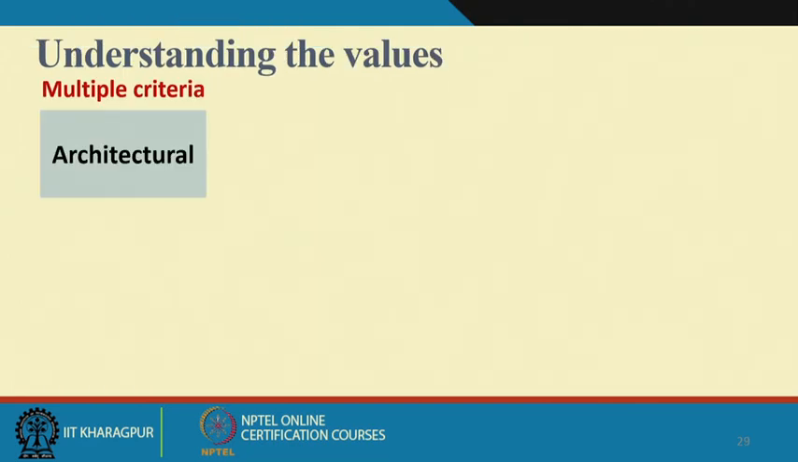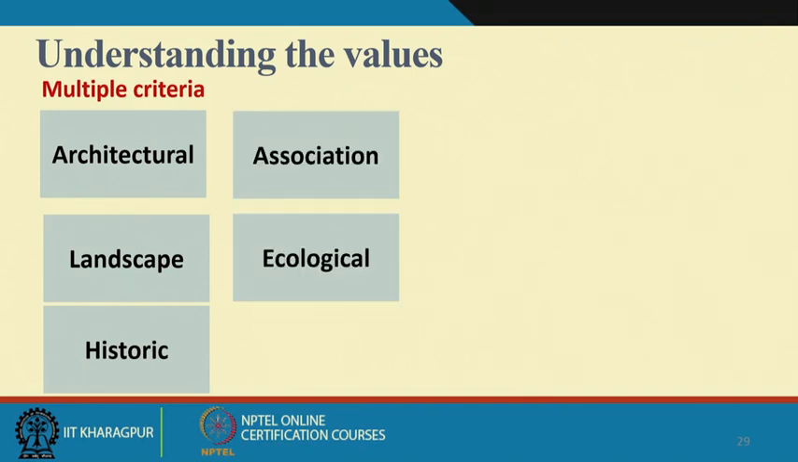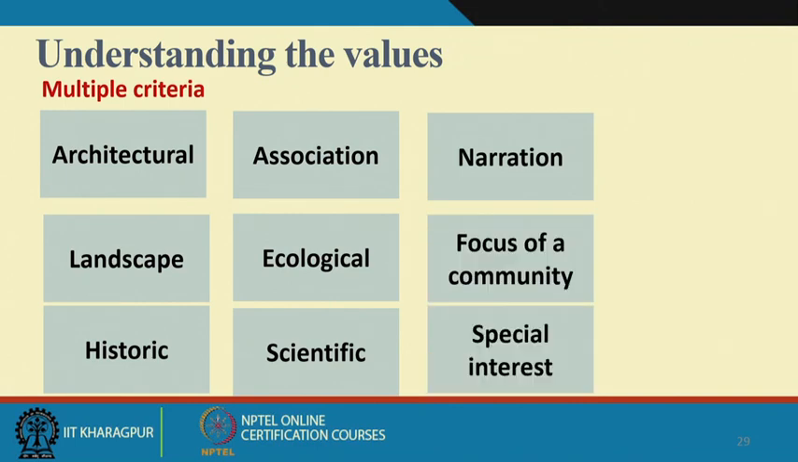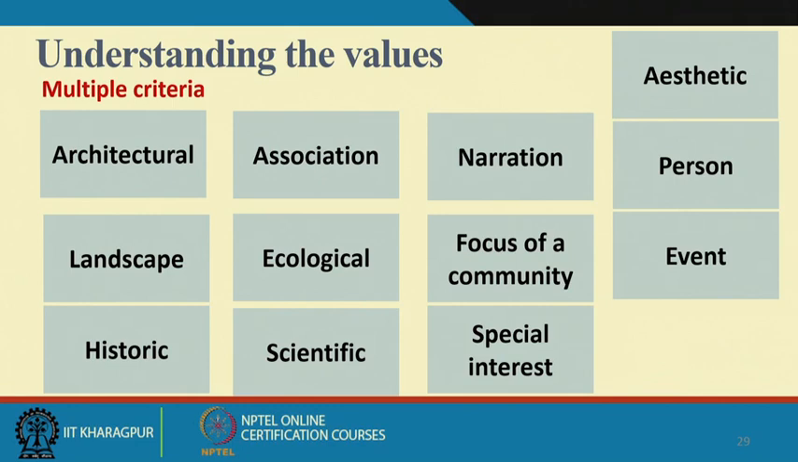So, as we can see, there are multiple criteria: architectural, landscape, historic, association, ecological, scientific, narration, focus of the community, special interest, aesthetic, association with a person, association with an event, and evidential value, and many other values or significance for which we can say this structure, site or place has significance and is valuable to the present and future generations, and that is why we must preserve them and keep them for posterity.